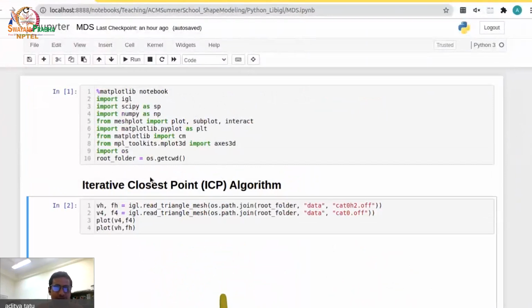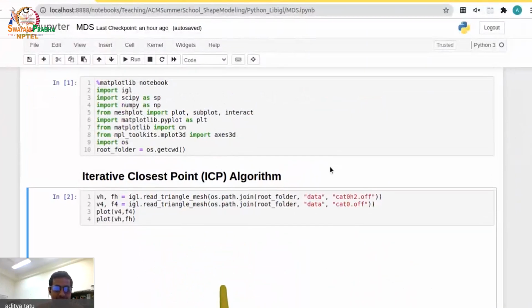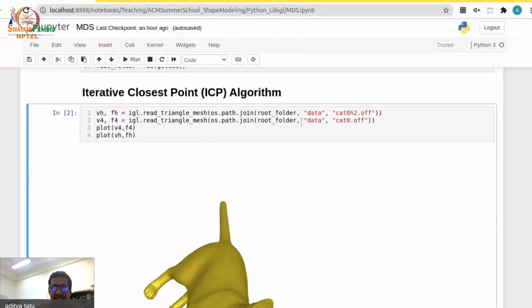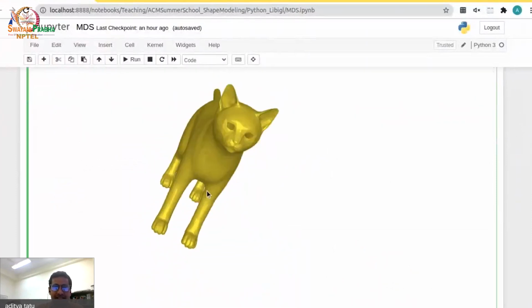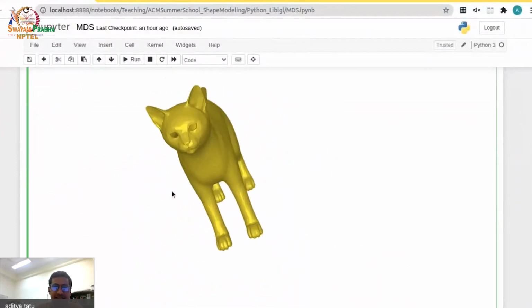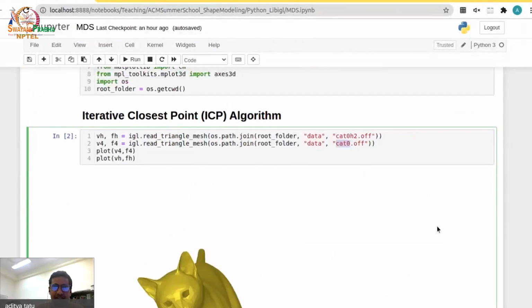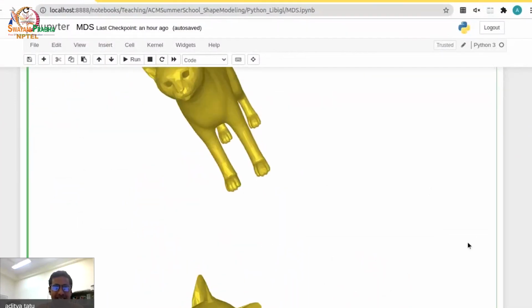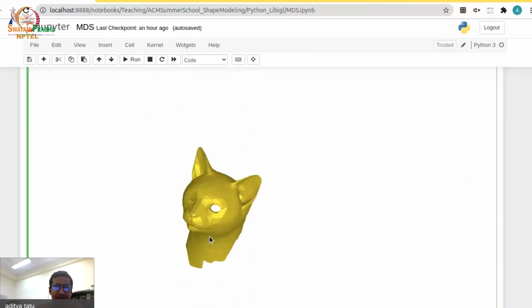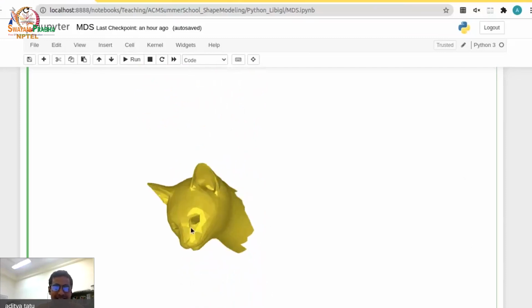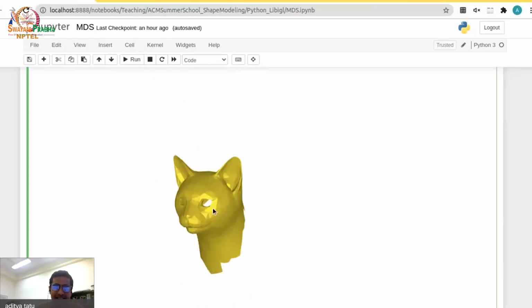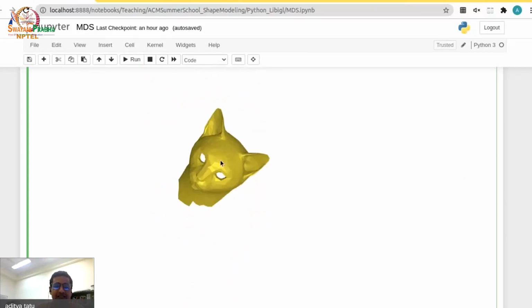So this is just copied from the live IGL tutorial. I'm just reading these two meshes, CAT0H2 and CAT0. CAT0 is this particular mesh that you can see over here. And the CAT0H2 is unfortunately the head of this CAT. I played around with MeshLab yesterday and was able to extract this part of the mesh.